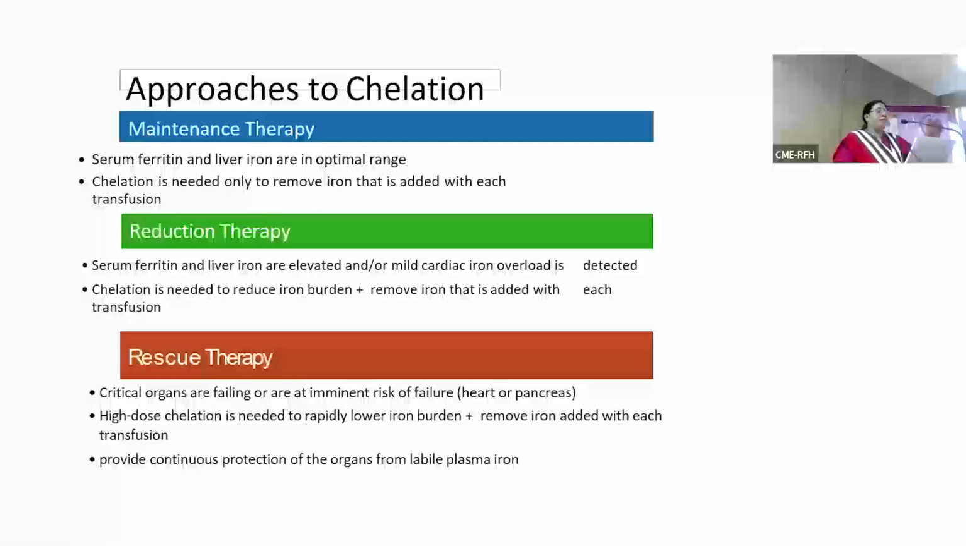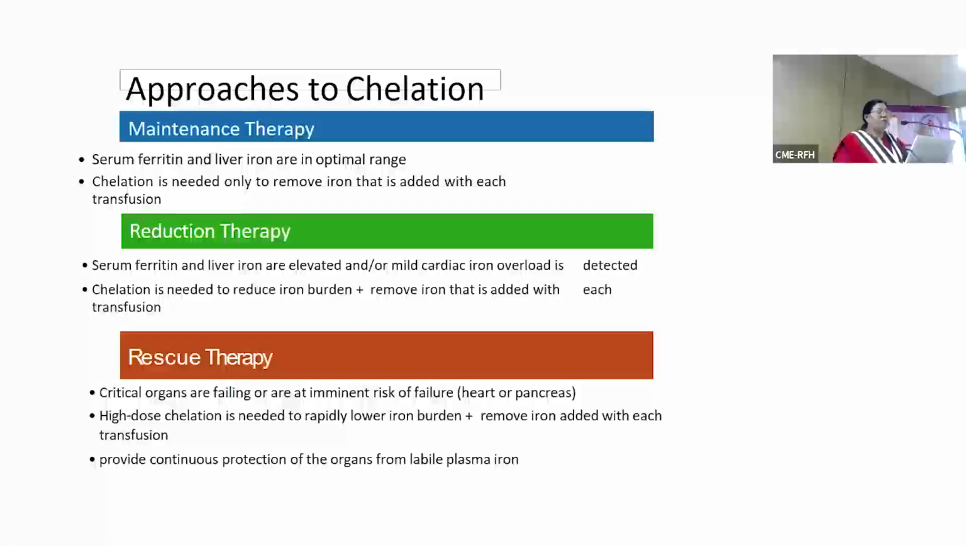So what are the main aims of our chelation? Mainly it is maintenance therapy. Supposing we have a new thalassemia child who has been started, we all know the iron chelation has been started after how many transfusions? Just to make you aware. After how many transfusions can we start iron chelation? On an average, 10 to 12 transfusions or ferritin levels above 1000 nanograms per deciliter. Okay. So this is the maintenance therapy.